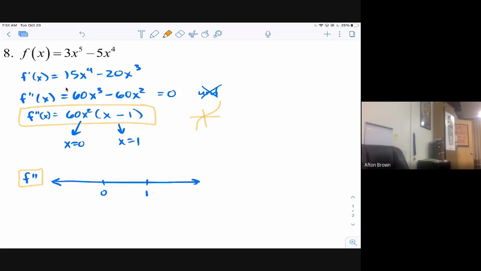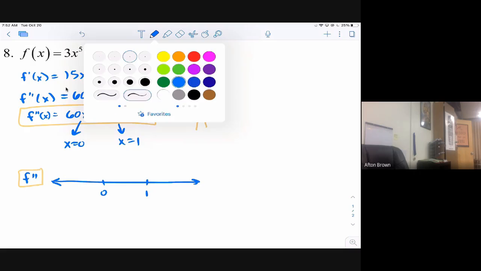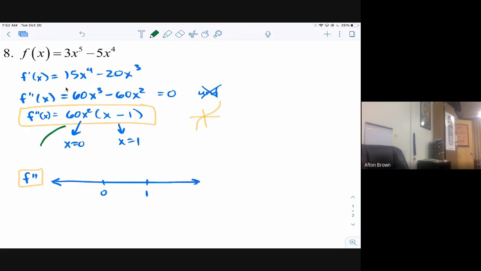Does it cross or bounce at 0? Bounce, okay? So maybe we should do a quick review of this. If it has even multiplicity, that even multiplicity causes it to bounce. So I know it's going to bounce at x equals 0. If it's x minus 1, that happens once, so it's going to cross at 1. It has to be like a cubic function, meaning it's starting low and ending high. So it's starting low, it's going to bounce, and then it's going to cross.